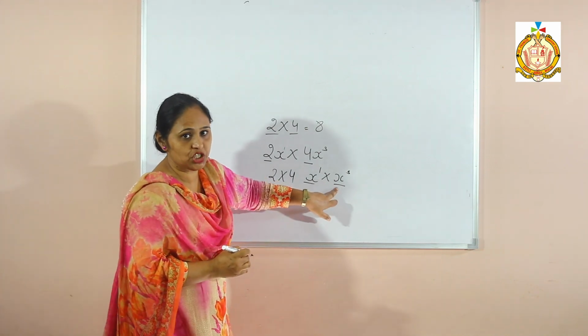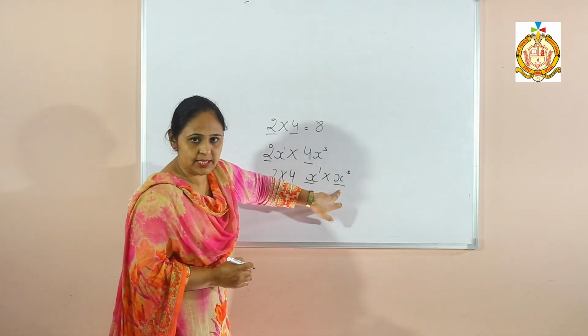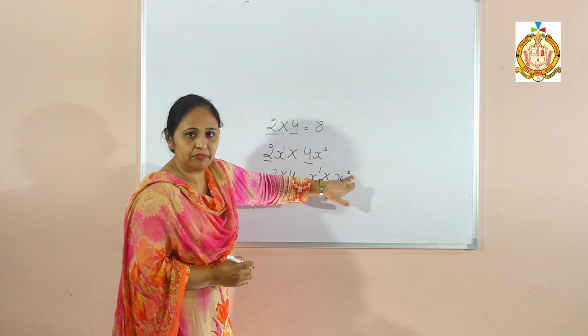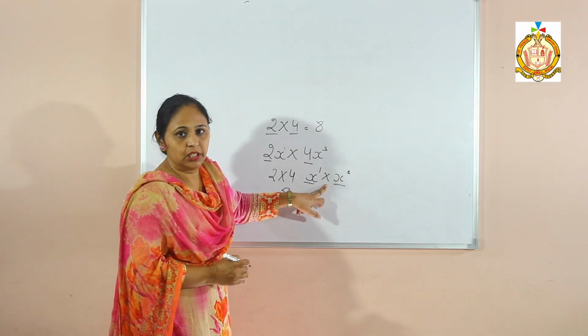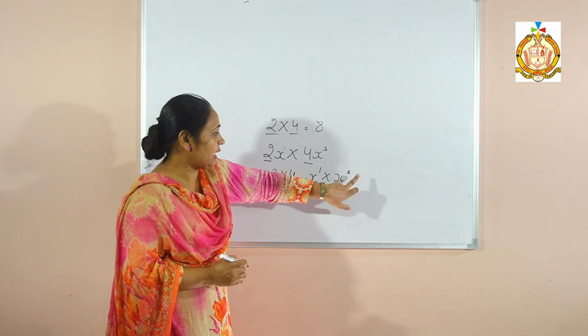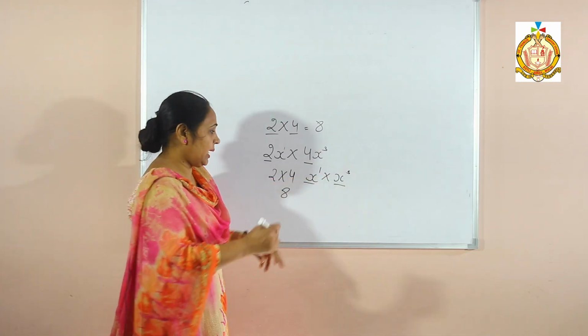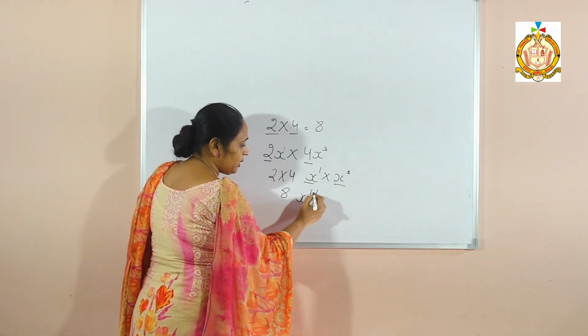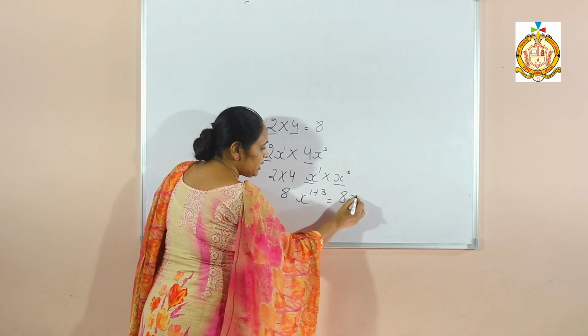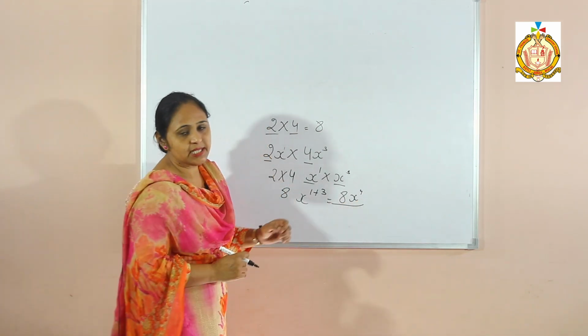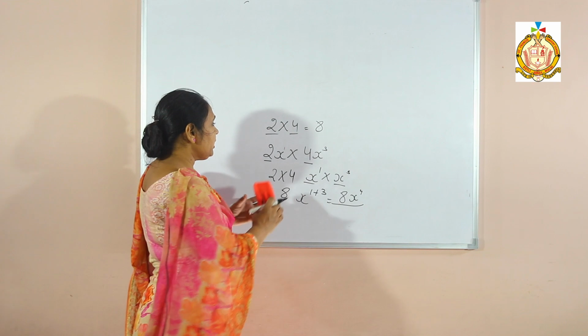You have already done the exponent chapter. When the variable is the same, then we will add the powers if the sign of multiply is there. If the sign of division is there, then we will subtract the powers. That means here it will be x raised to 1 plus 3. It becomes 8x raised to power 4. This is the multiplication.